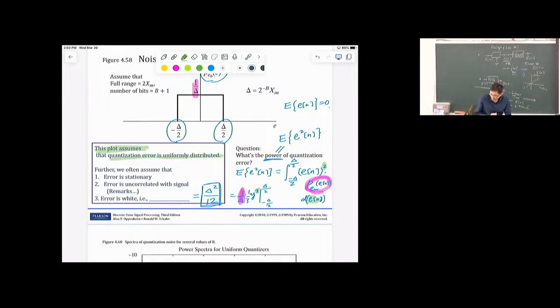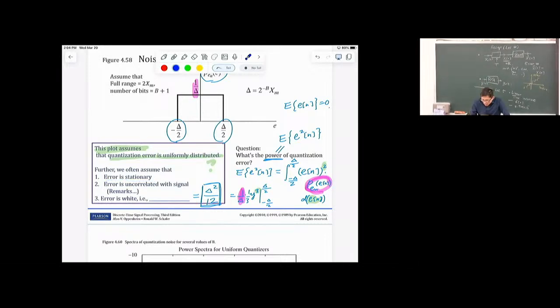So that's one. Keep in mind, this assumption in practice may not always be valid, so we can really put a question mark right here. It's not always true, but it's a nice simplification which sometimes holds in practice. And we often make some further assumptions. For example, number 1, we assume that the error is stationary.